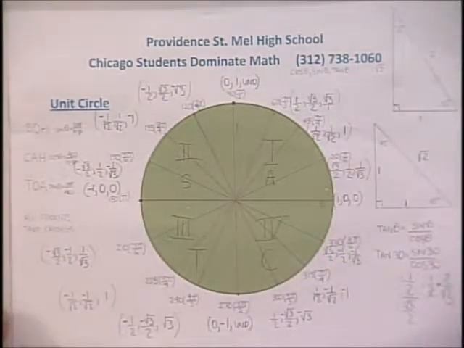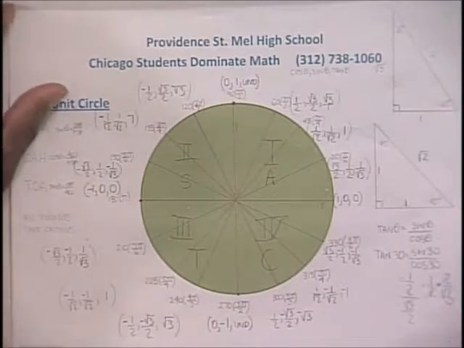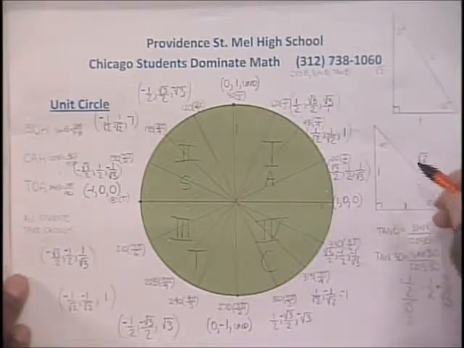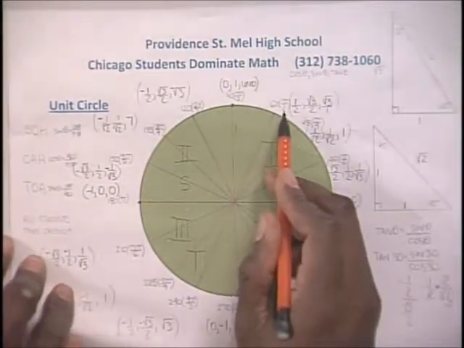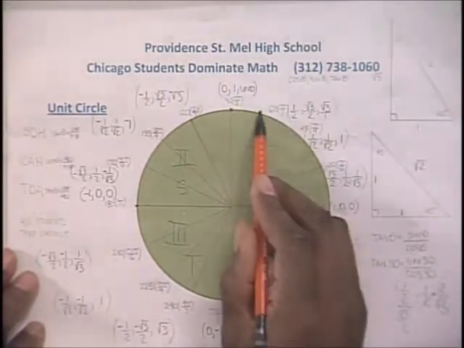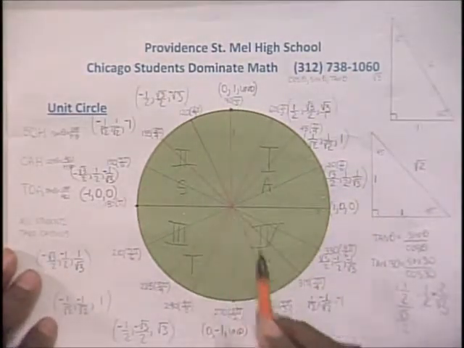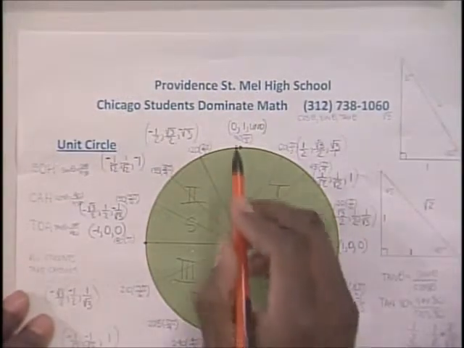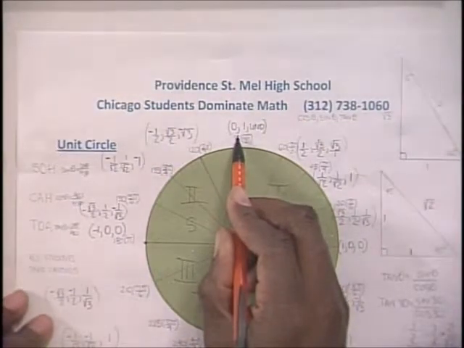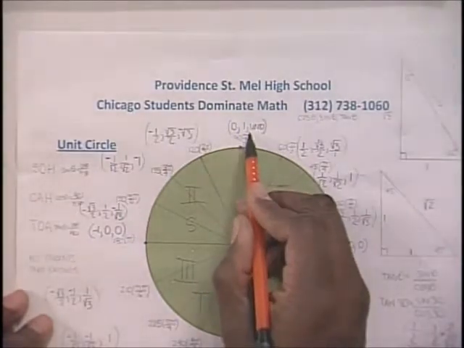I'd like to now talk about where these radian measures came from. This pi over 3, this pi over 2. I want you to be able to see that another way of saying 90 degrees is pi over 2 radians. Pi over 2 radians.